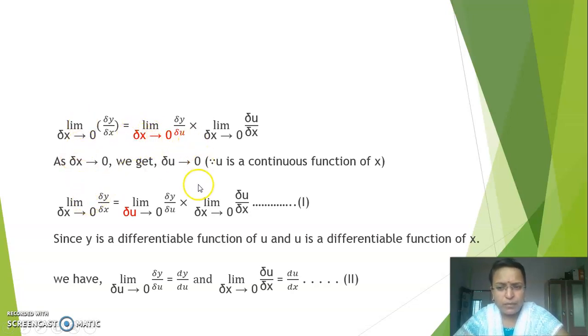Only this term changes here. The other remaining terms are the same as they are. This term is as it is. Here delta x converts into delta u, delta y by delta u as it is. This whole term as it is. It is equation number 1. Then from the given condition, the first given condition, since y is a differentiable function of u.